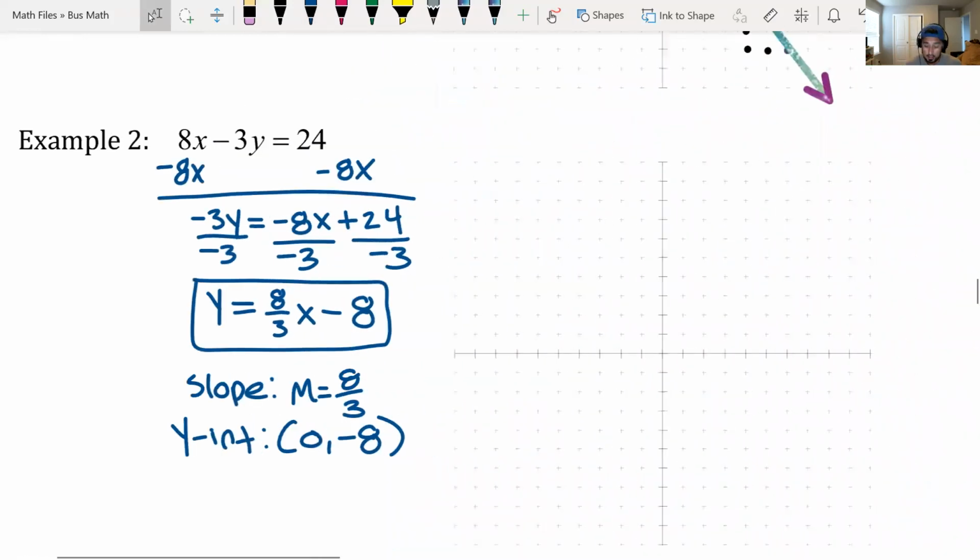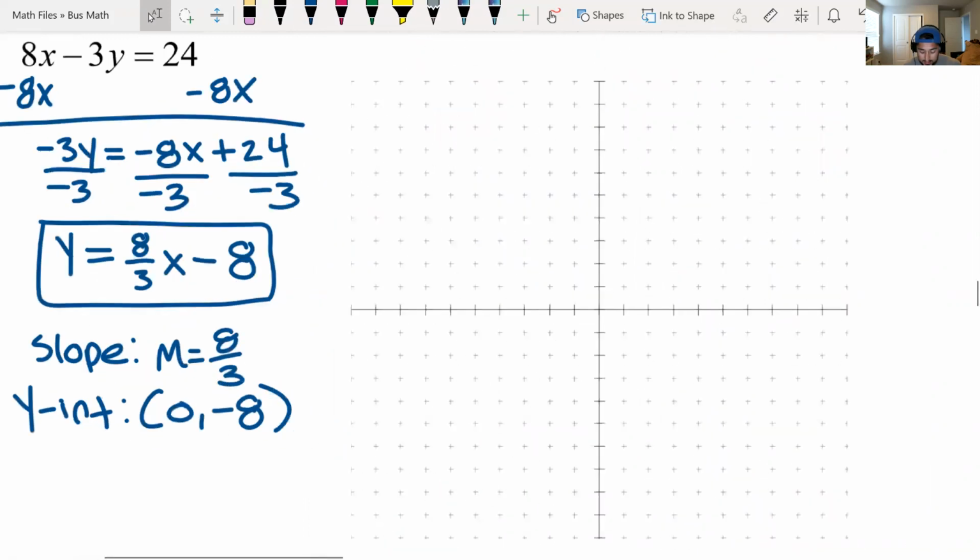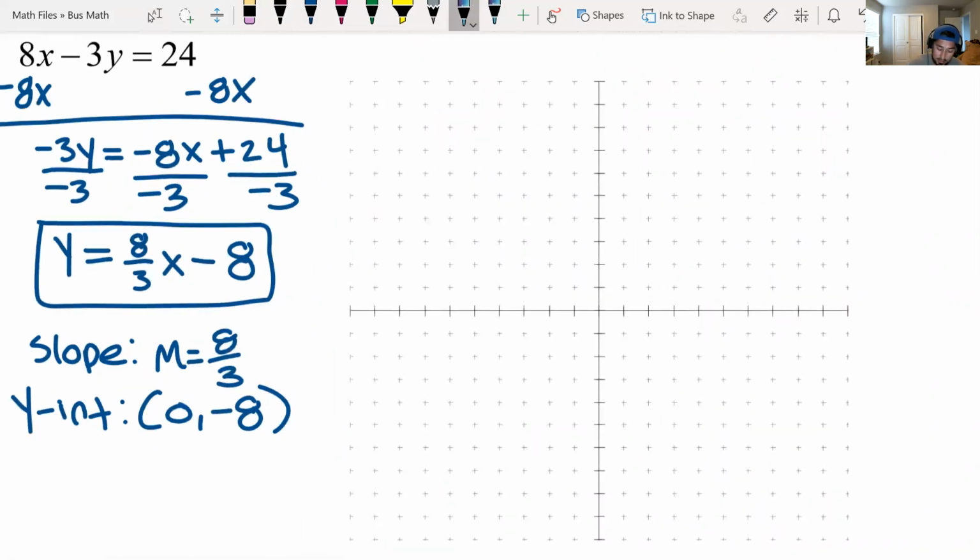That's all we need. Come to the graph and let's plot. All right. So do it again. Plot my y-intercept at (0, -8). So that means from the center, I will go down 8: 1, 2, 3, 4, 5, 6, 7, 8. Right there. And now my slope is a positive 8/3. This means that my graph will go from the bottom left to top right.